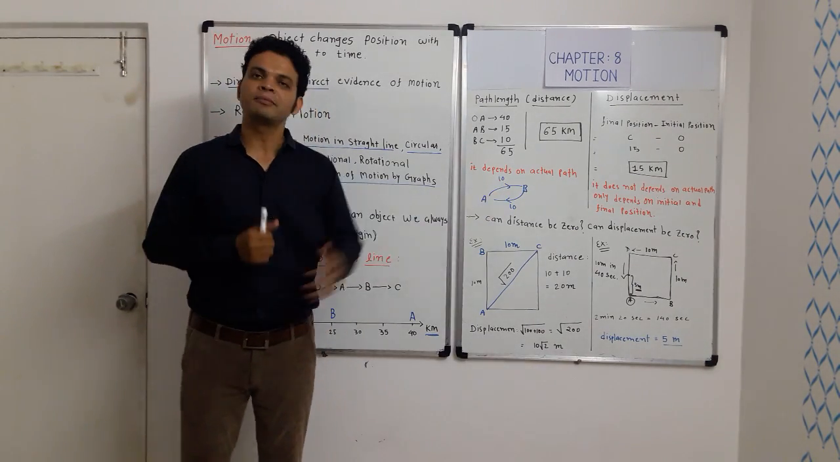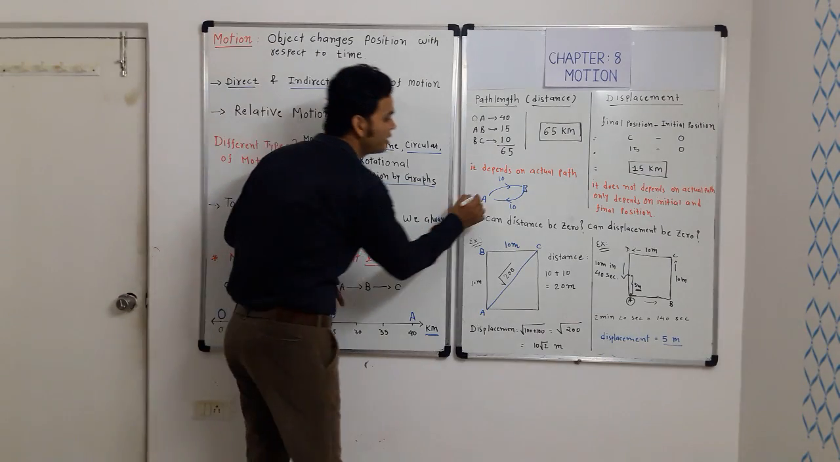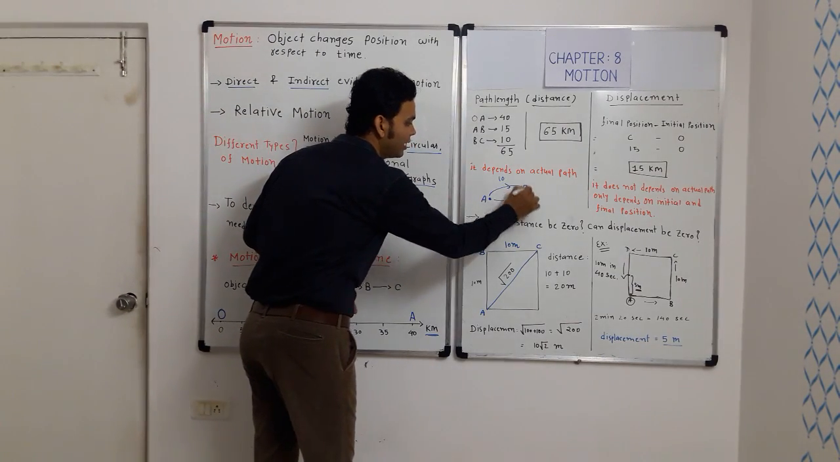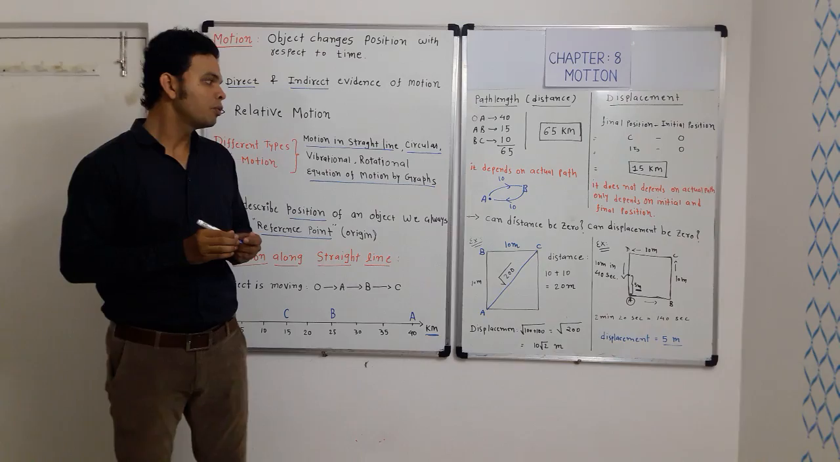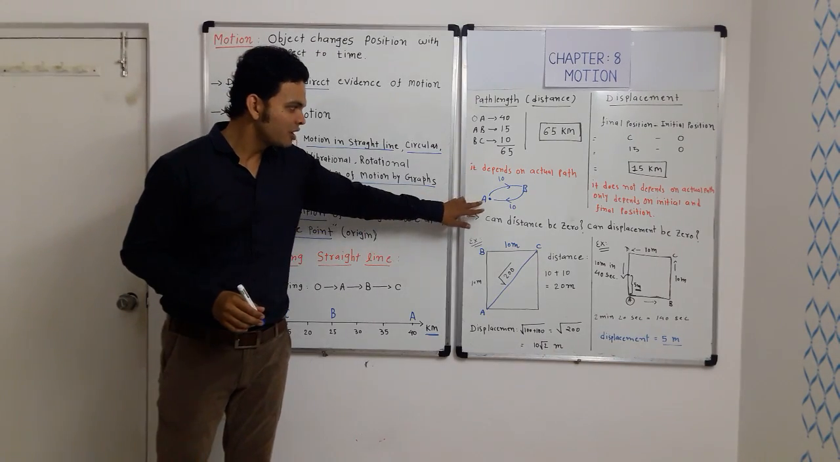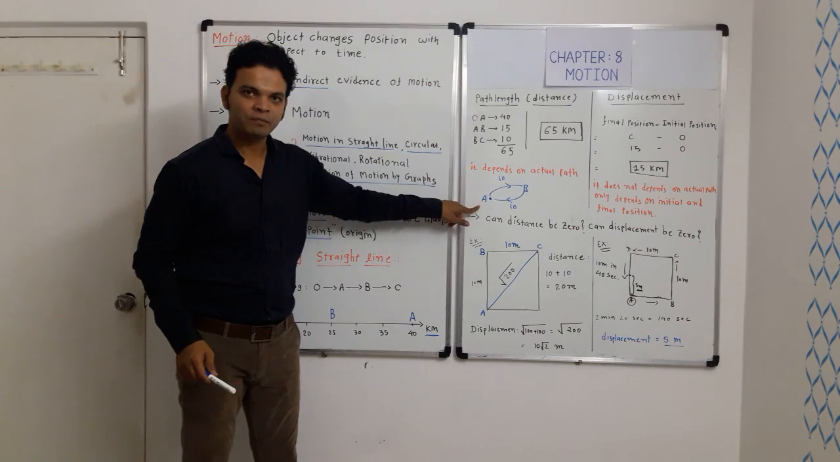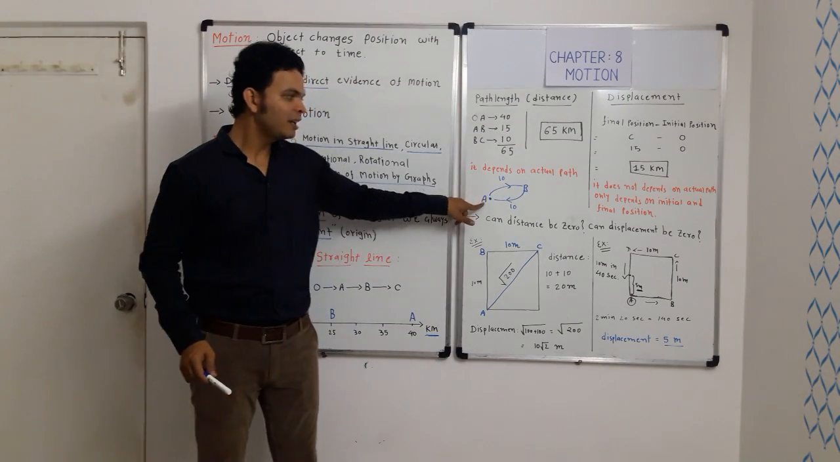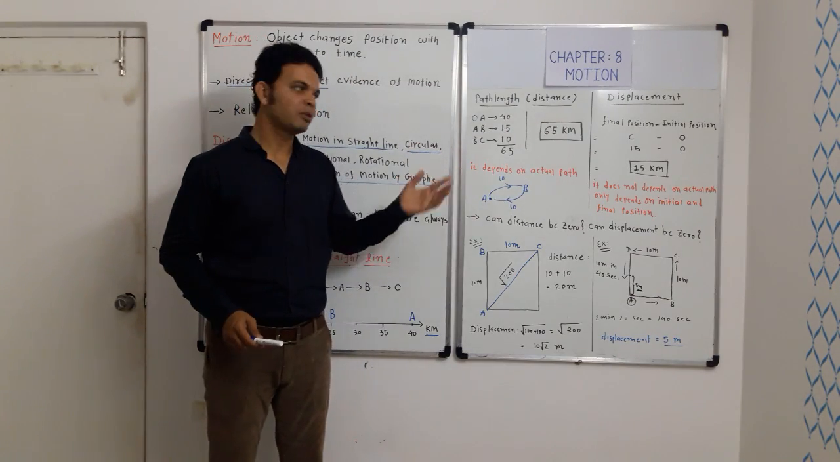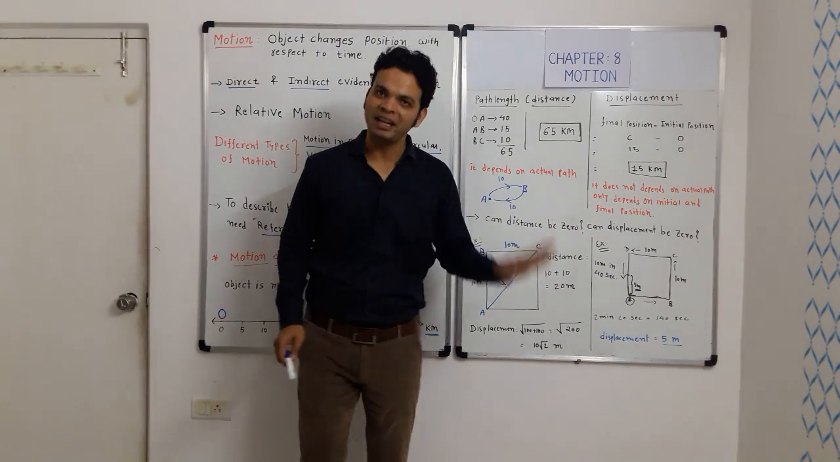But what about the displacement? Here you have started your journey from point A and you are coming back to your original position, that is point A. So what is the final position? A. What is the initial position? A. So A minus A, 0. So here displacement can be 0.